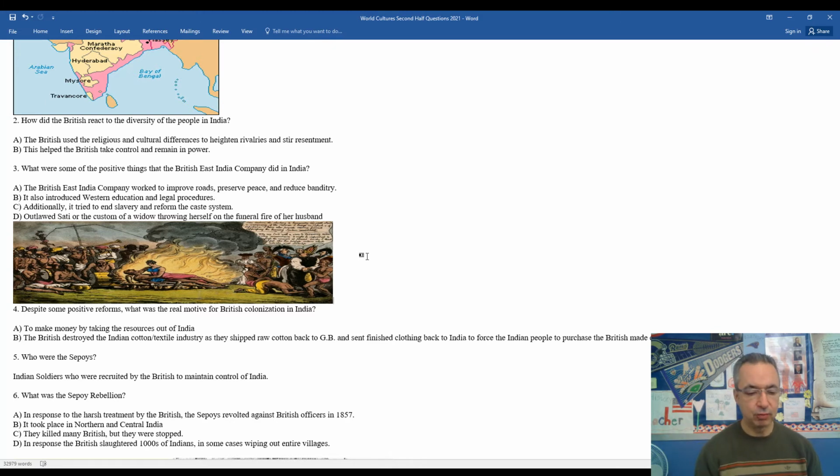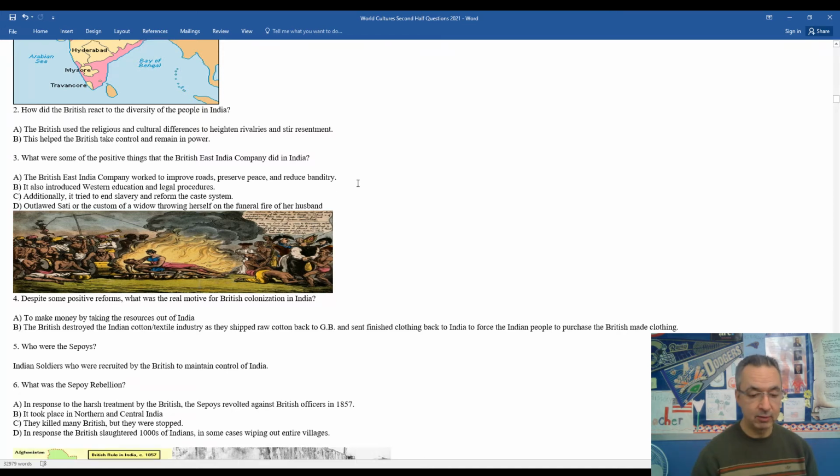In response to the harsh treatment by the British, the sepoys revolted against the British officers in 1857. It took place in northern and central India. They killed many British, but eventually they were stopped. In response, the British slaughtered thousands of Indians, in some cases wiping out entire villages.